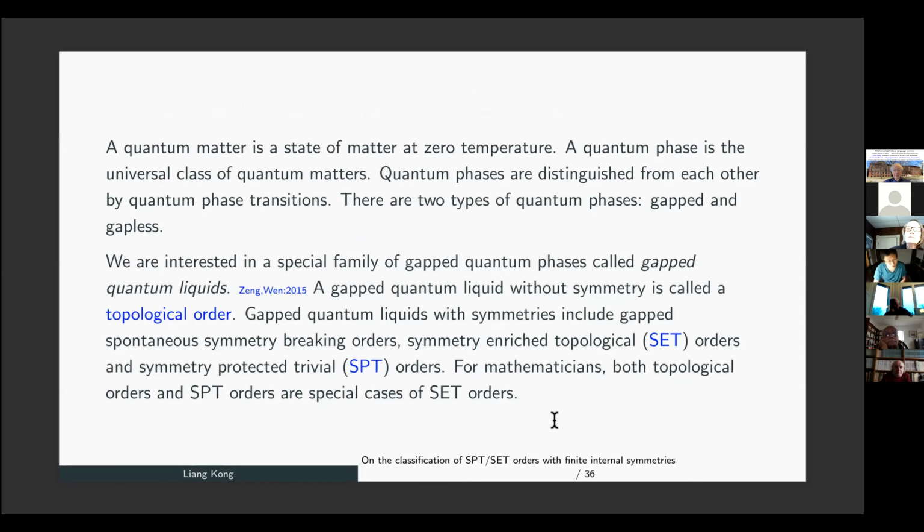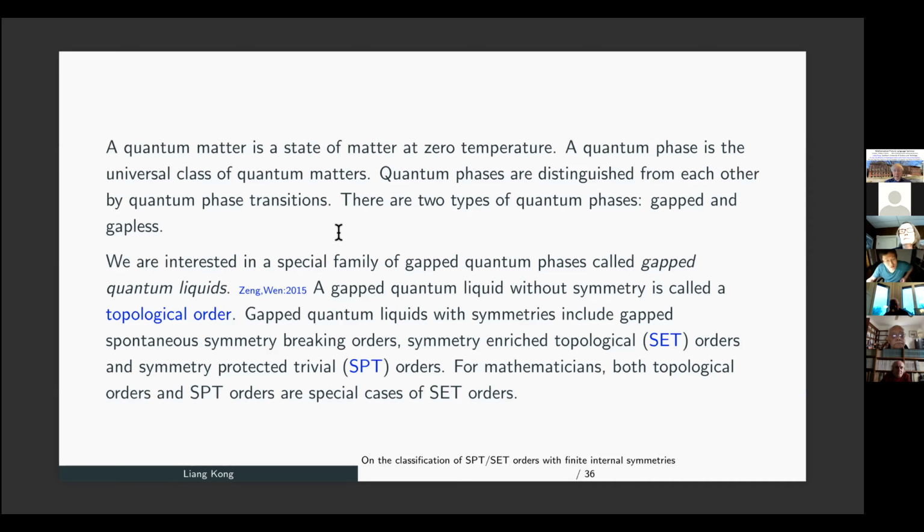All right, so let me start to clarify, for those mathematicians, the physical meaning of these topological orders and SET orders, just briefly. So what is a so-called quantum matter? It is a state of matter at zero temperature. A quantum phase is a universal class of quantum matters at zero temperature. Quantum phases are distinguished from each other by quantum phase transitions. And there are two types of quantum phases: gapped and gapless. They are very different. But this idea of being very different might be misleading. I'm not going to talk about that in this talk, but we will hopefully talk about that in the future.